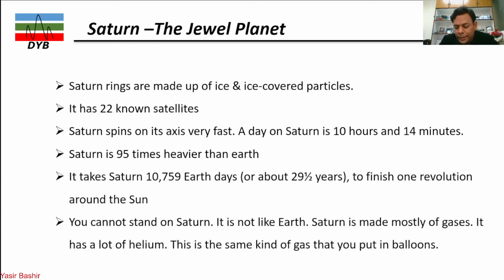If we look at the revolution, or the orbit around the Sun, it takes 10,759 Earth days. That is about 29 and a half years to finish one revolution around the Sun.